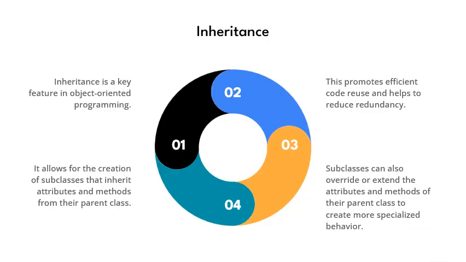Let's talk about inheritance next. So, males inherit their X chromosome from their mother and their Y chromosome from their father. Females inherit one X chromosome from each parent. Since males have only one X chromosome, they can pass on only one X chromosome to their offspring. Females, on the other hand, can pass either of their X chromosomes to their offspring.